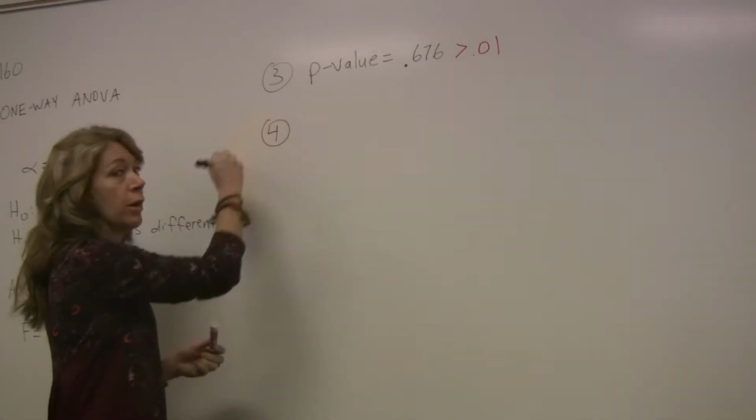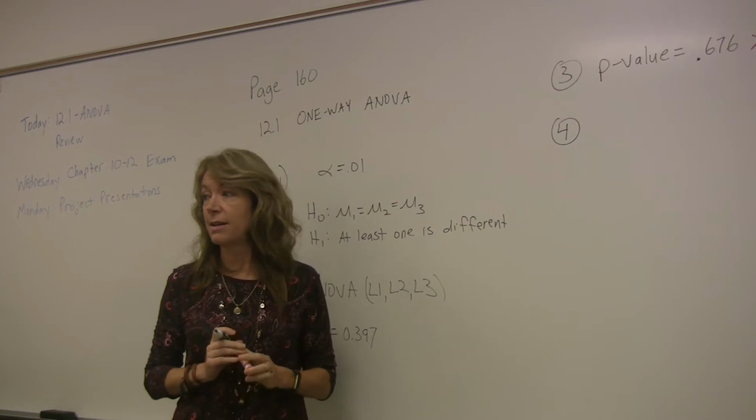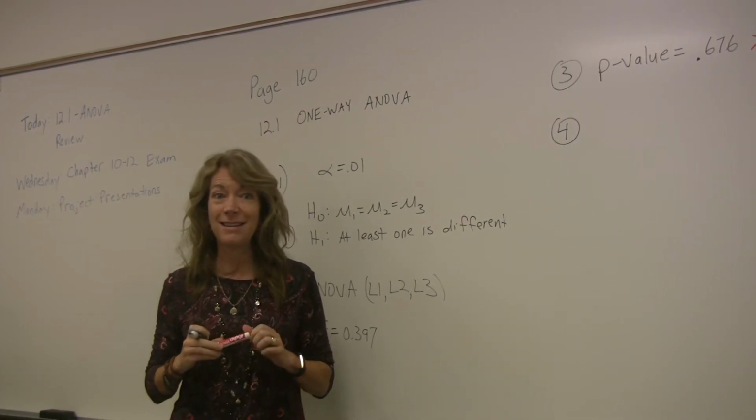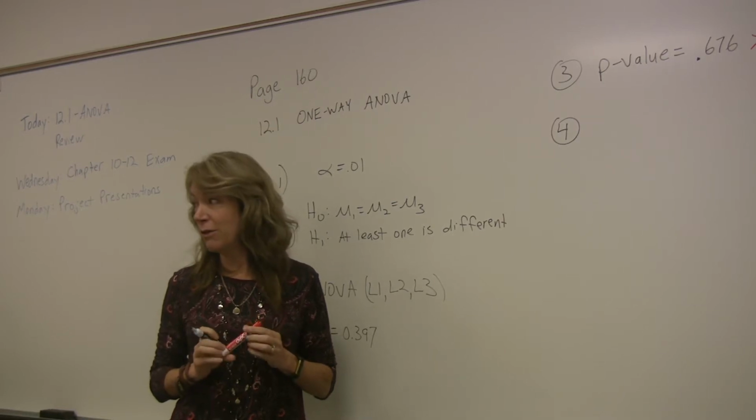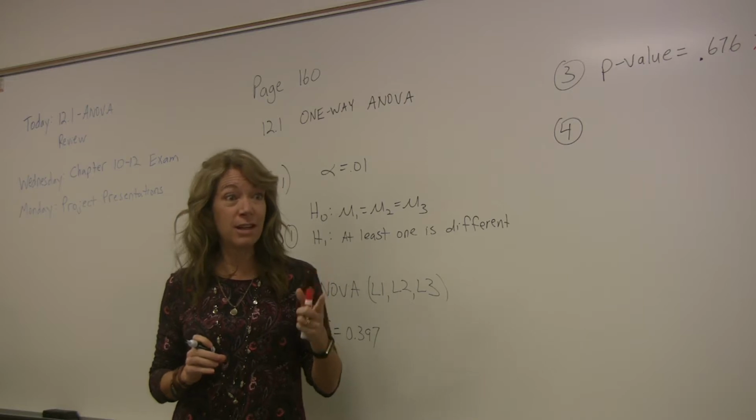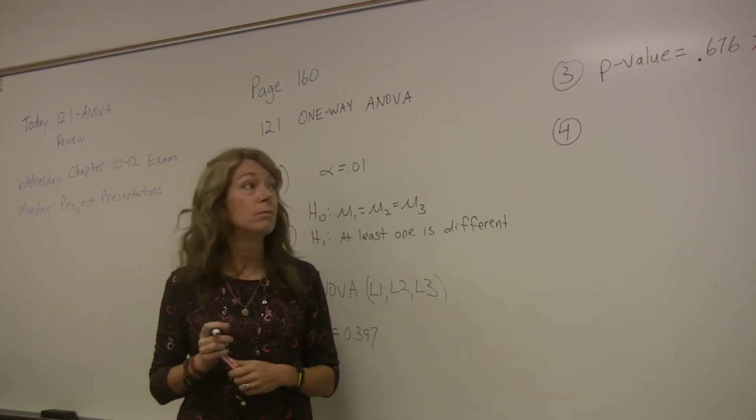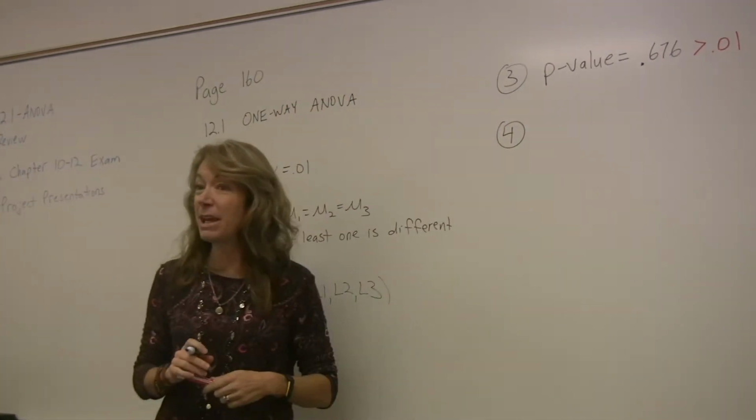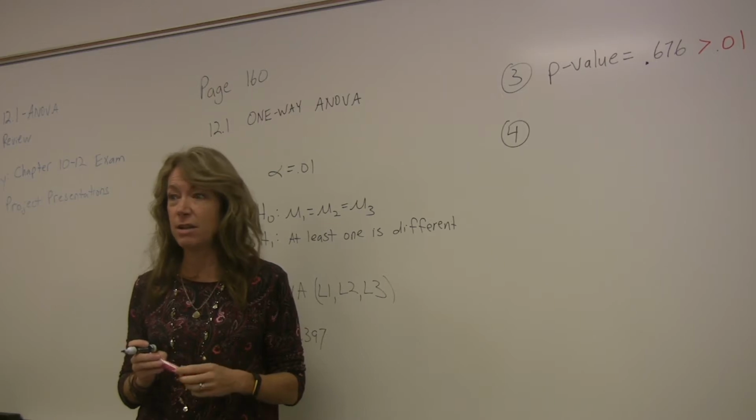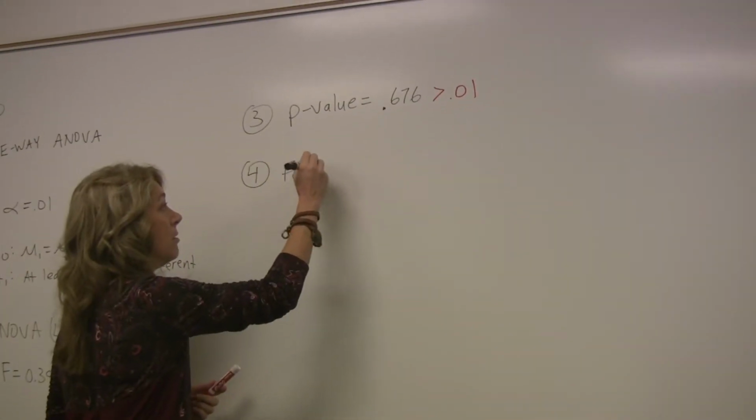So for step 4, I think some of you are still sleeping from this nice long weekend we just had. We know what to do for step 4? Fail to reject H0. Because it was bigger, we failed to reject H0. Remember, if it's smaller, we reject H0. But if it's not, we fail to reject H0.